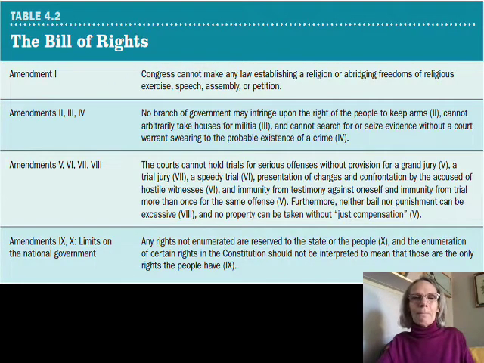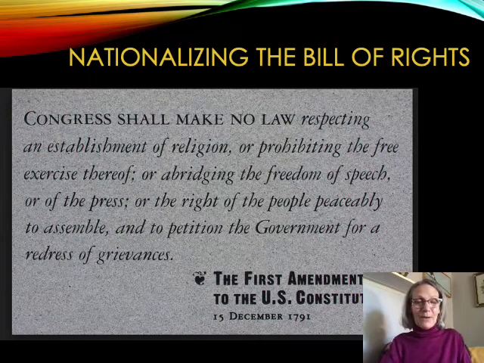It's very useful. All right, the last thing that we're going to talk about in this lecture is nationalizing the Bill of Rights, or how the Bill of Rights gets applied to the states.